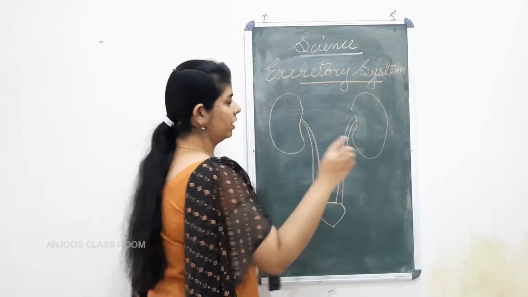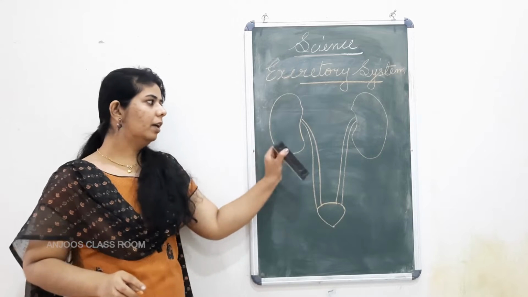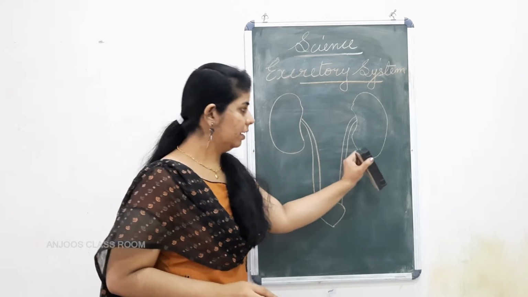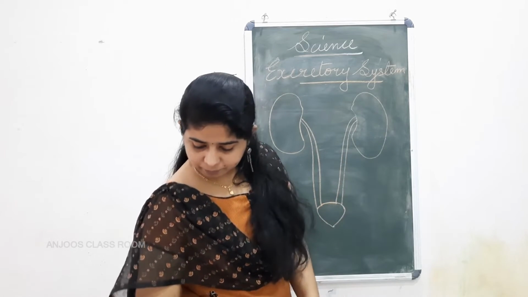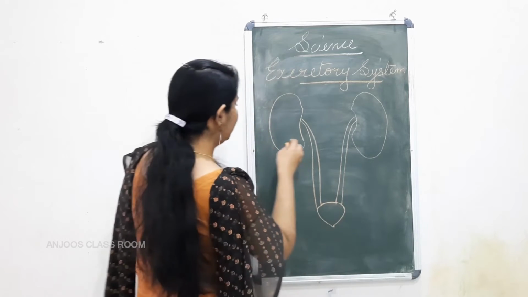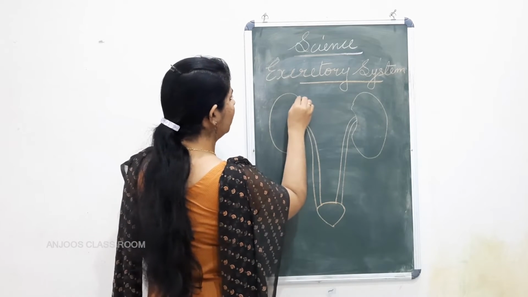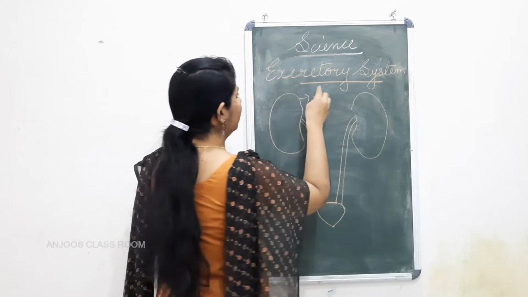So, this is the structure of the excretory system. Here, the first one included in the excretory system is the kidneys, a pair of kidneys. These two you can write here. Kidneys.